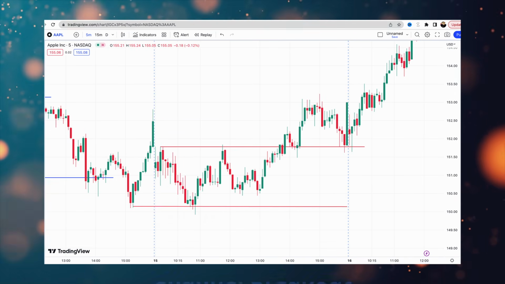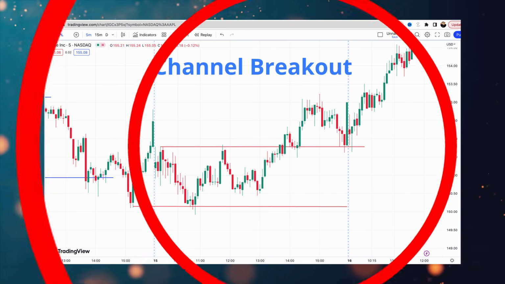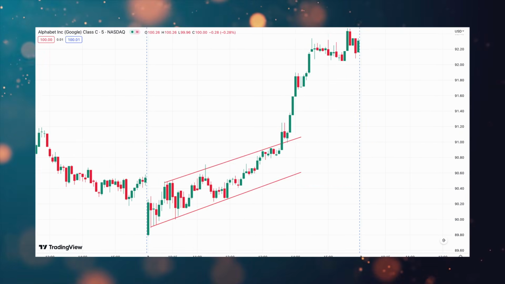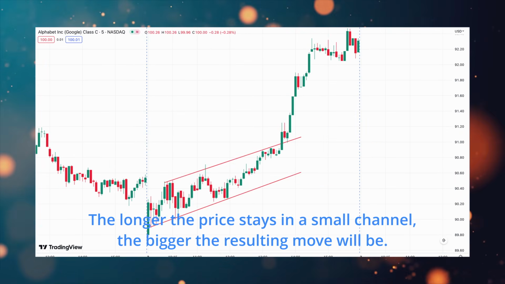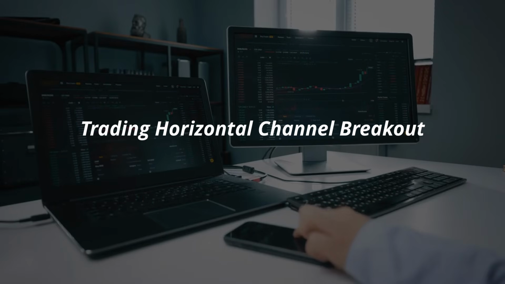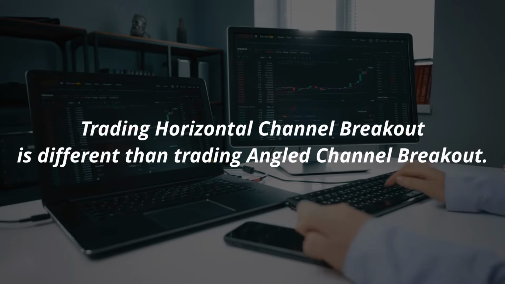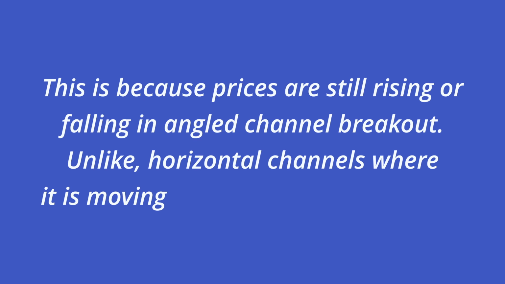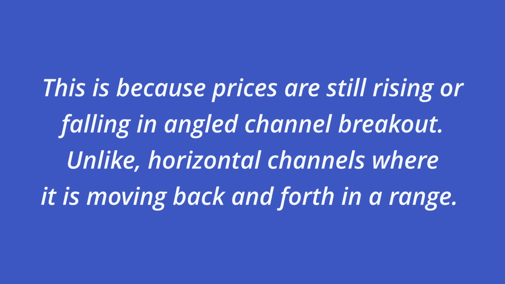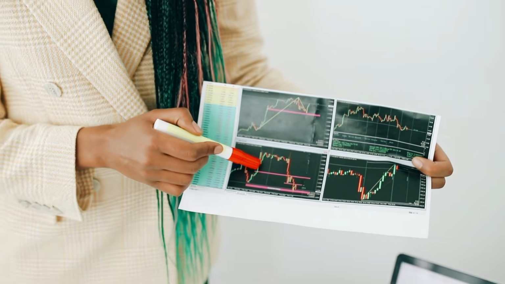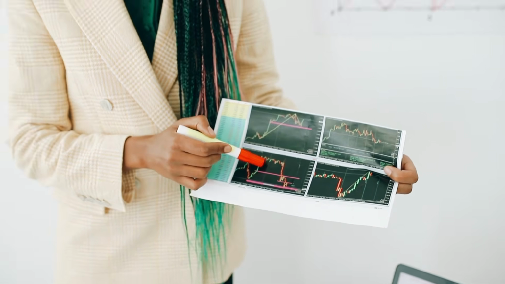They limit price movement to a small zone, which means once the price breaks out of it, it will lead to a big move. The longer the price stays in a small channel, the bigger the breakout move will be. Trading a horizontal channel breakout is different than trading an angled channel breakout. This is because when price is in an angled channel, it is not stationary, it might be falling or rising, though slowly. These are the 4 pillars of price action that create profitable patterns on a chart.